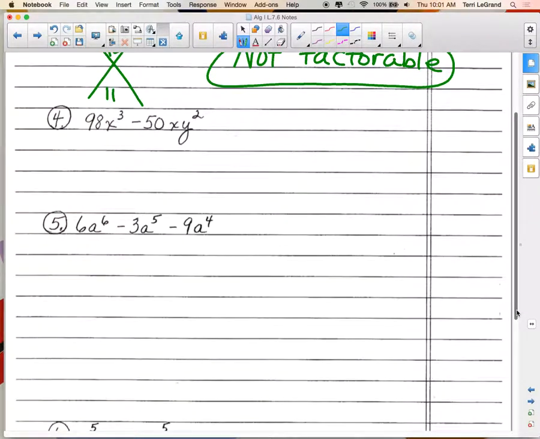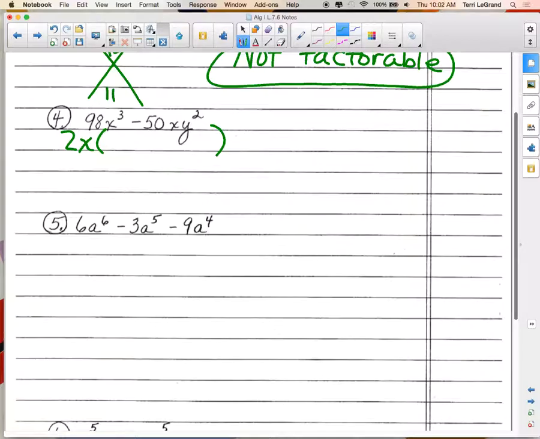Okay, let's look at the next one. GCF? They're both even numbers. At the beginning, 98 and 50. So we could take a 2x out of both of them? Both of them are divisible by 2 for sure. So let's take a 2 out. And then this one has 3 factors of x, and that one has 1. So yeah, I'm thinking 2x is our GCF.